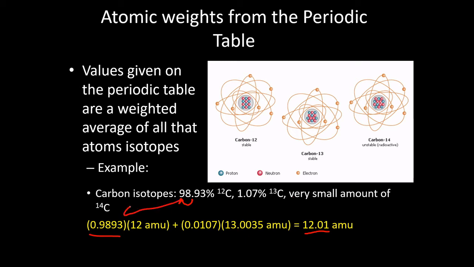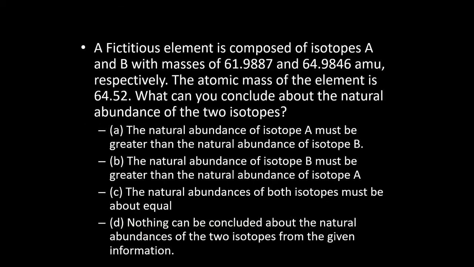Notice again here, these are the same. We've just taken the decimal point and moved it over 2 places. So we've converted it out of a percentage, essentially. We just multiply those abundances by the mass and add them together, and that gives us the mass number from the periodic table. So the carbon-14 in this case is just so tiny. It's there, and it technically would have an effect on the average mass, but it's so tiny that we can ignore it.